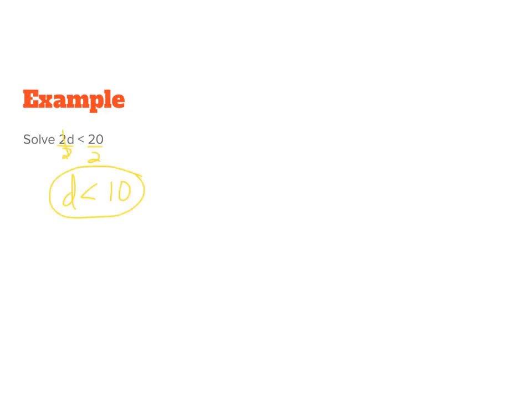Since d is being multiplied by 2, to get rid of it, I have to divide by 2. If I divide the left by 2, I have to do the same thing on the right. On the left, when I divide by 2, the 2's cancel out, leaving just d. My inequality was less than, so it's going to stay less than. On the right side, 20 divided by 2 is 10. So my final answer is going to be d is less than 10.